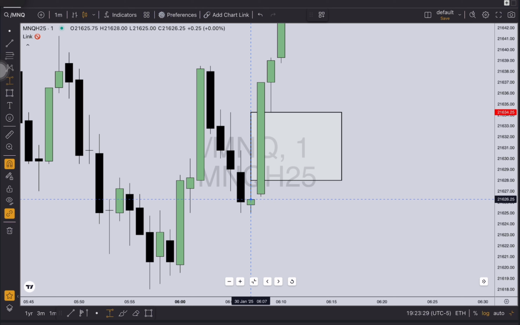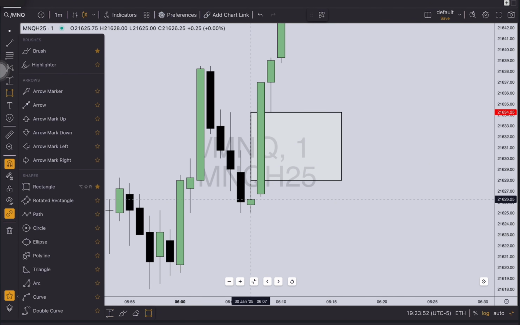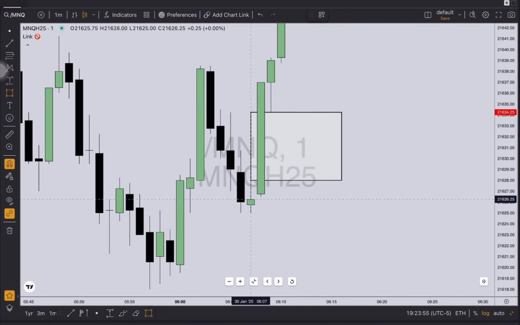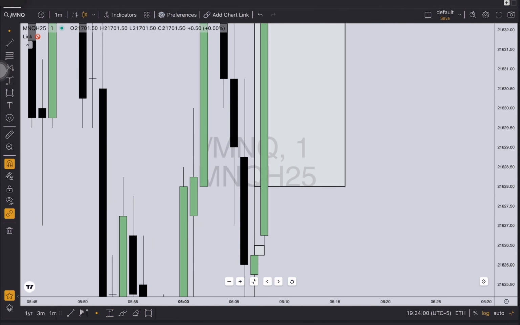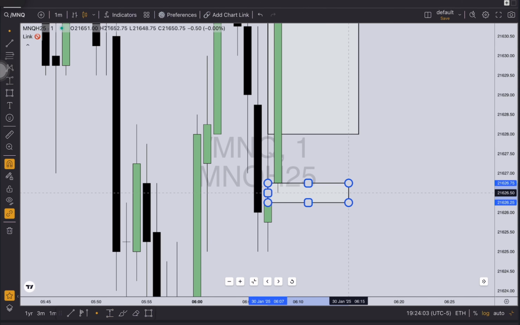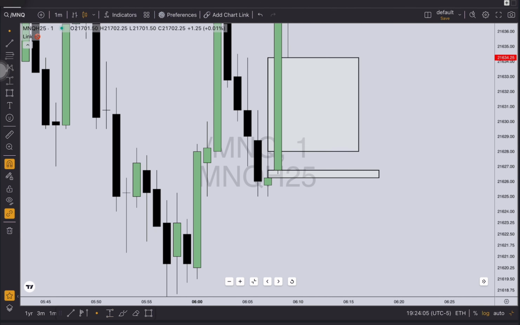The closing price on this candle is 21,626.25. The opening price on this candle is 21,626.75. So from 0.25 to 0.75, there's half a handle of a difference between the two, right? That means we have a volume balance right here. So the volume balance in this case will be as so, this to here, like so. So this is a volume balance, correct?